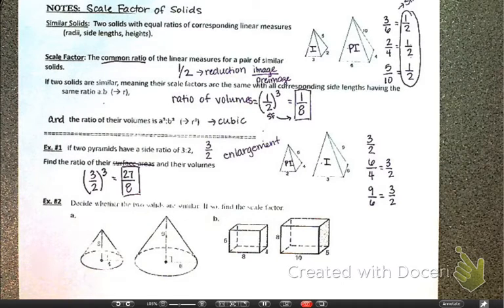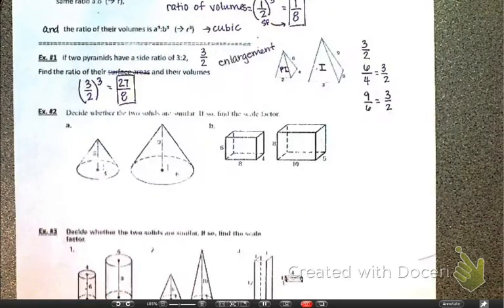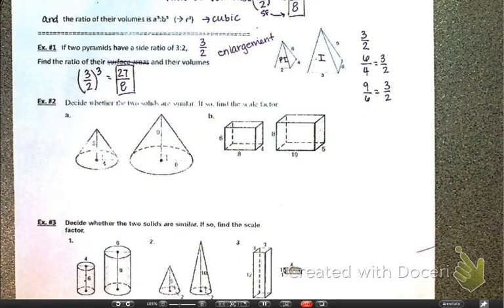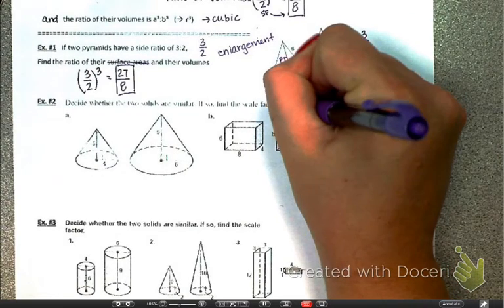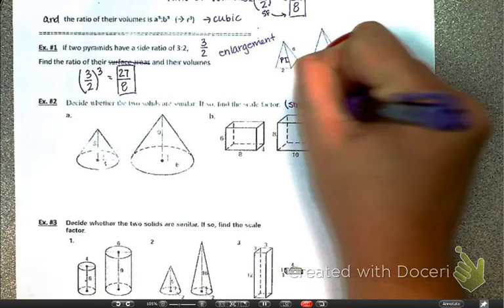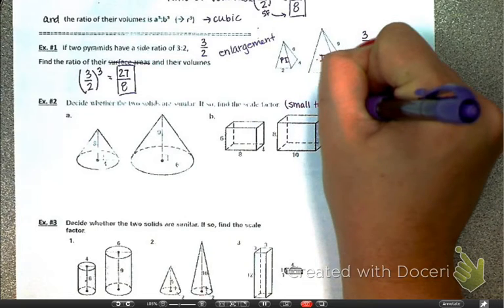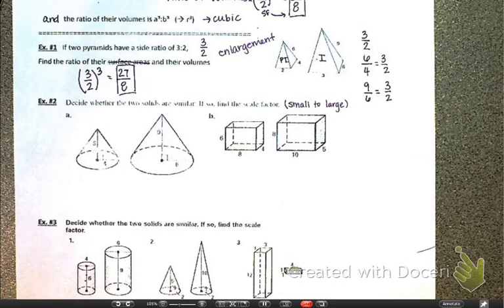Okay, so the math in this unit is not hard. You just have to kind of remember all the rules for things. So let's go back a second and let's determine if these solids are similar. So again, to determine if they're similar, we are comparing all of their side lengths. Now, because it doesn't tell us, let's go from small to large. Okay, we're going to go from small to large.